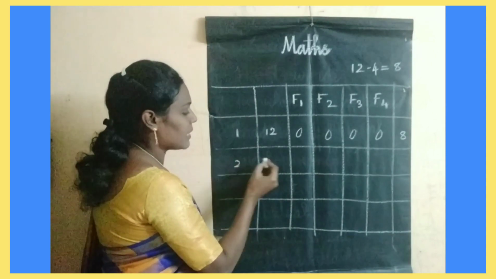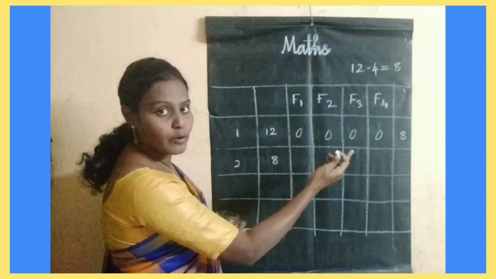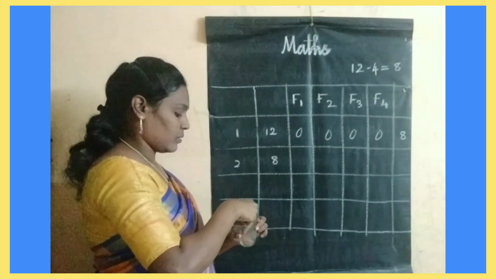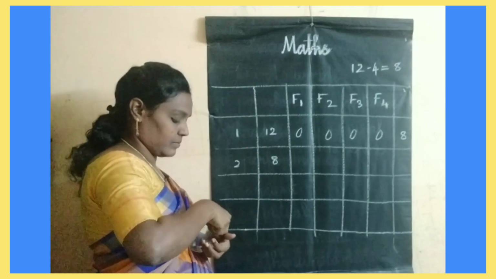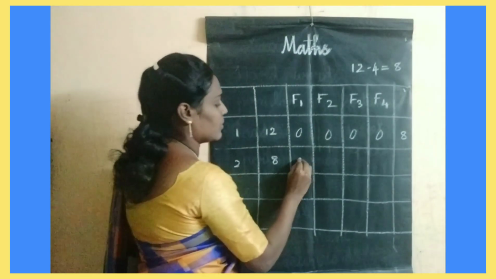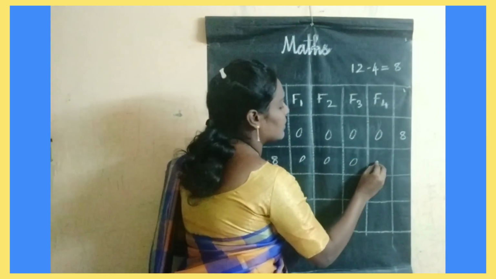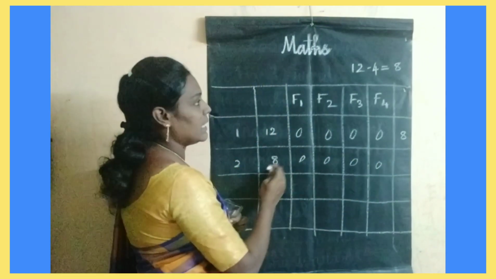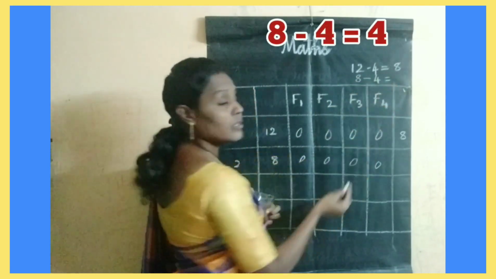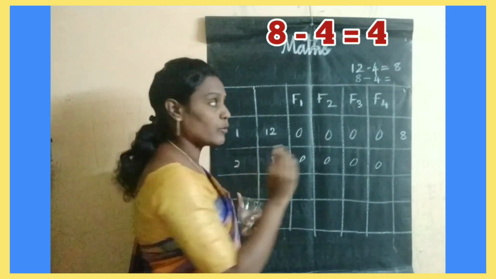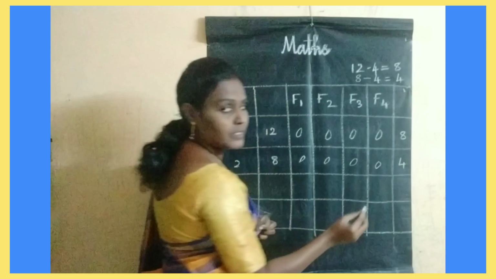Second step, I am going to share these 8 badams among 4 of my friends. 1, 2, 3, 4. 8 minus 4 equal to 4. Remaining I have 4 badams.